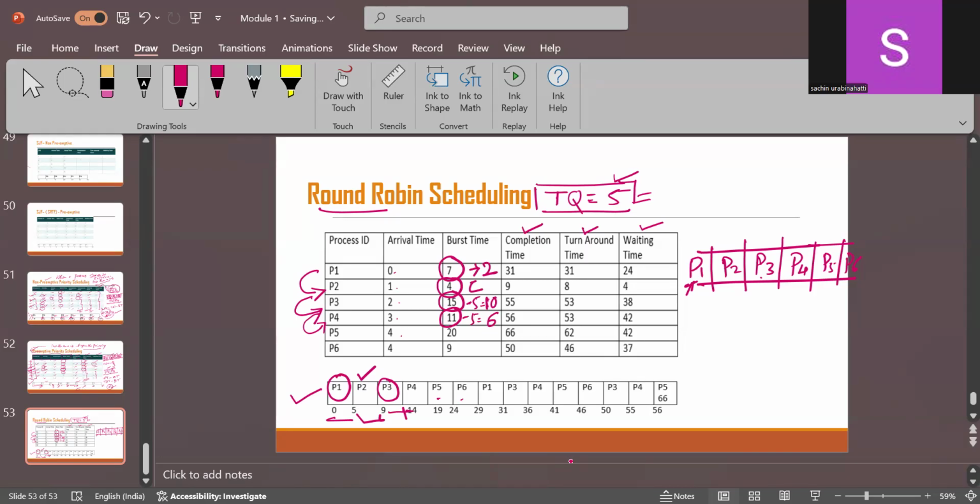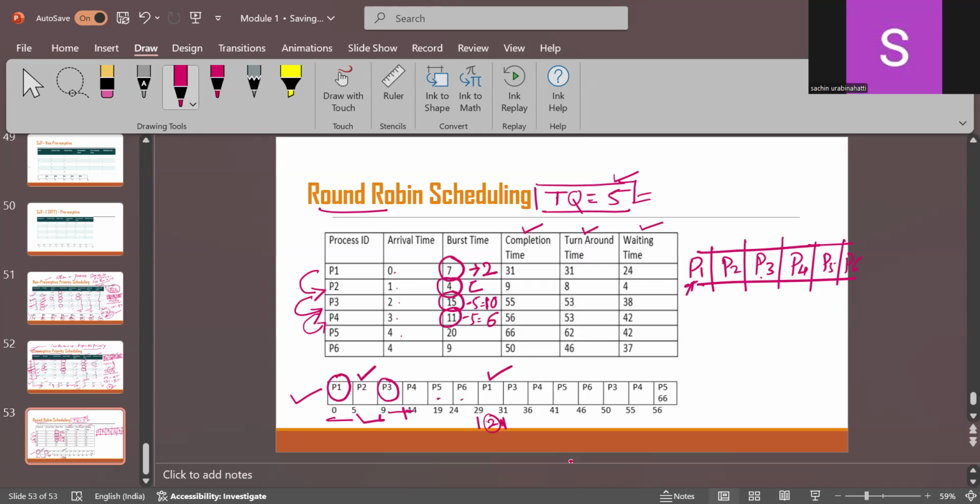P1 is needed with how much units of time? Only 2 units. But it is available with how much? 5. So can it complete its execution? Yes, of course. P1 here completes its execution. It starts its execution at 29th unit, 30 and 31. It will complete its execution. Why? Because it is remaining with only 2 units of time of execution. So P1 completes its execution.